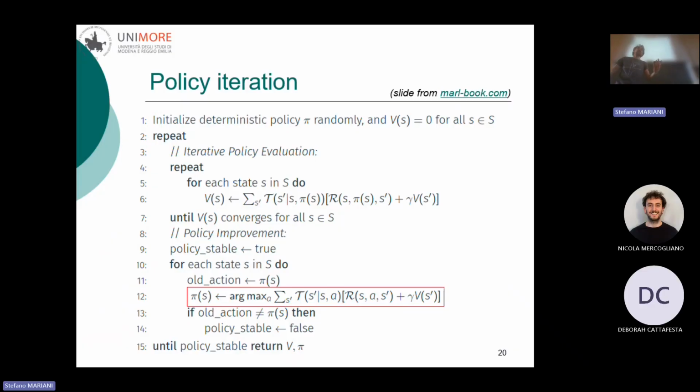So the policy converges. Here, the state value converges. Here, the policy converges. If the old action is different from the new action, then the policy is not stable, and you need to redo only this loop. The first part you can do once and for all. If the old action is equal to the new action, your policy is stable. And that's it. You found, and you didn't learn, you computed the best policy.